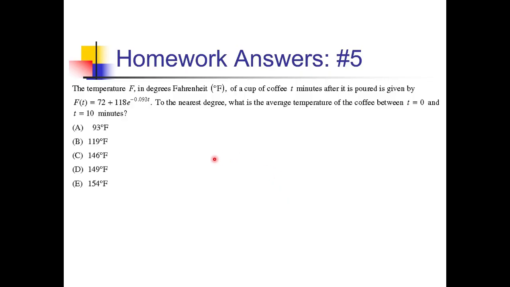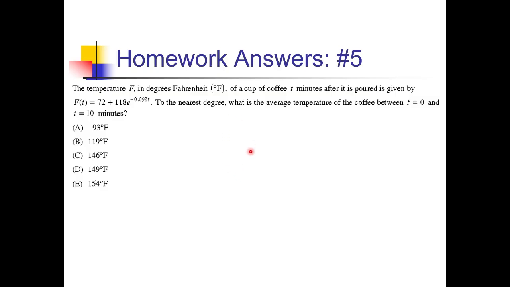On this calculator-based problem, we're told that the temperature in degrees Fahrenheit of a coffee cup 10 minutes after being poured is given by this f of t function, which is this weird decaying exponential function. To the nearest degree, we want the average temperature of the coffee from time 0 to 10 minutes. So we can just use our average value formula on this.